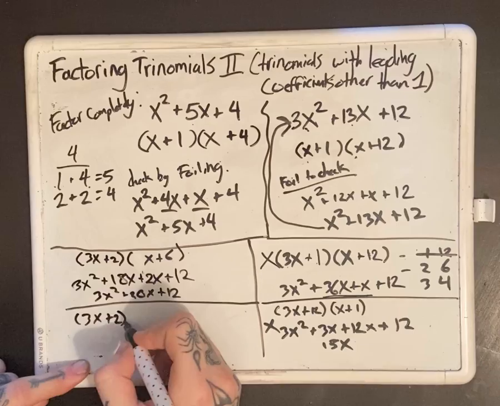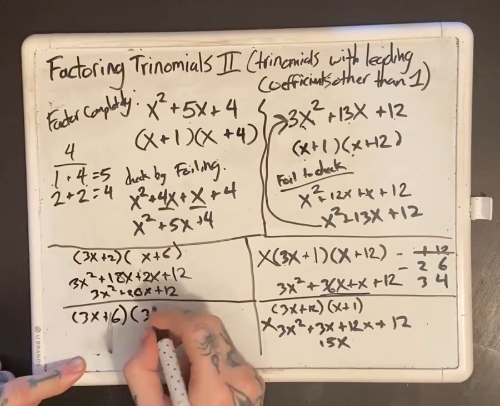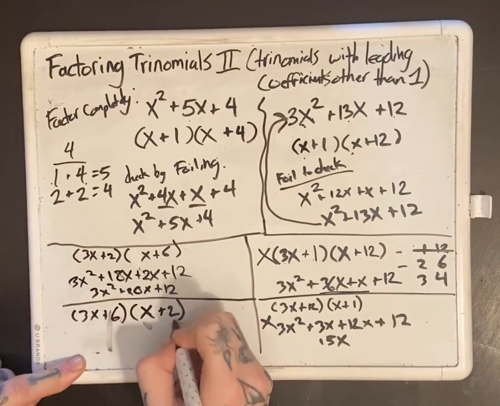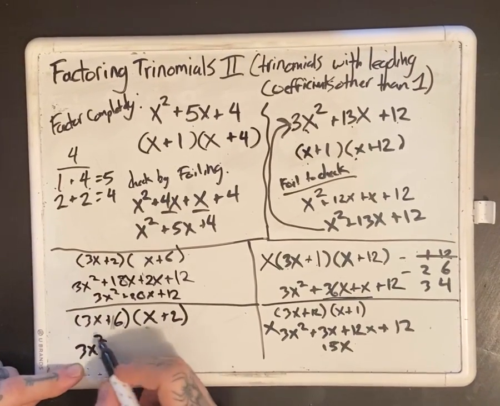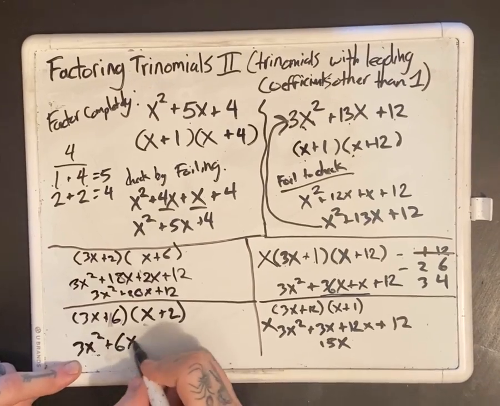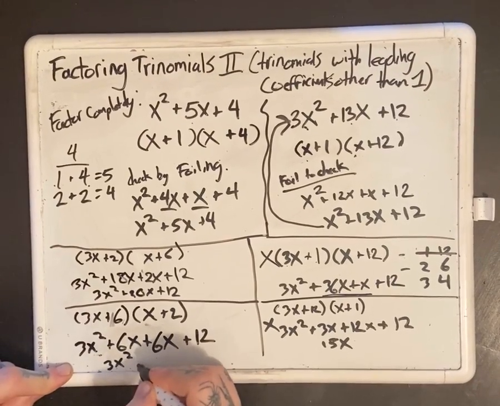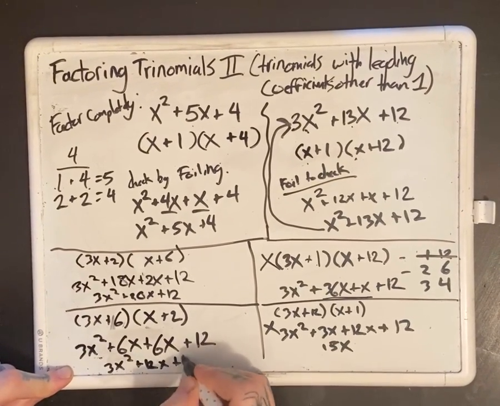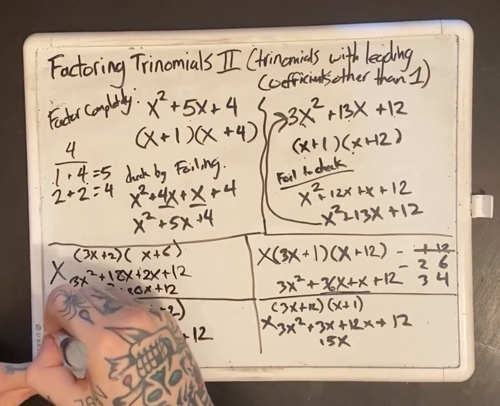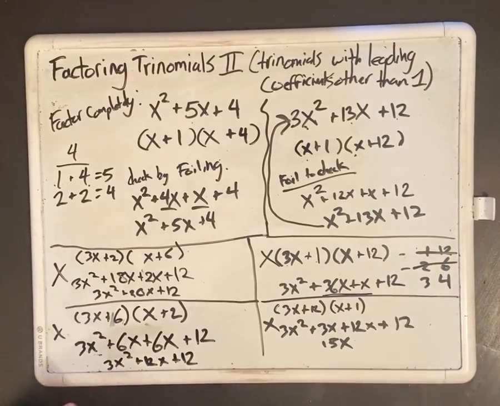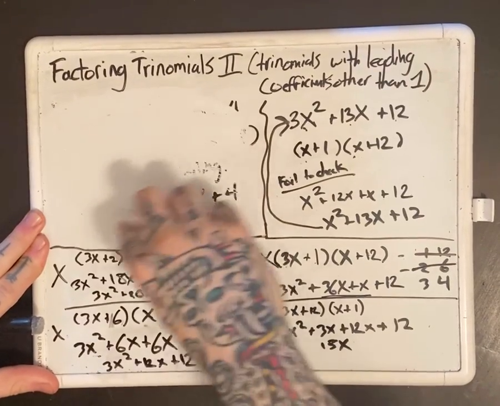3x plus 6, x plus 2. We're just switching those two numbers from the last one. So we're going to get 3x squared plus 6x plus 6x plus 12. So this one's really close, but still not quite right, because now we got 3x squared plus 12x plus 12. So now we know it has to be 3 and 4, but we still have to test because we don't know which order the 3 and the 4 are going to come in.